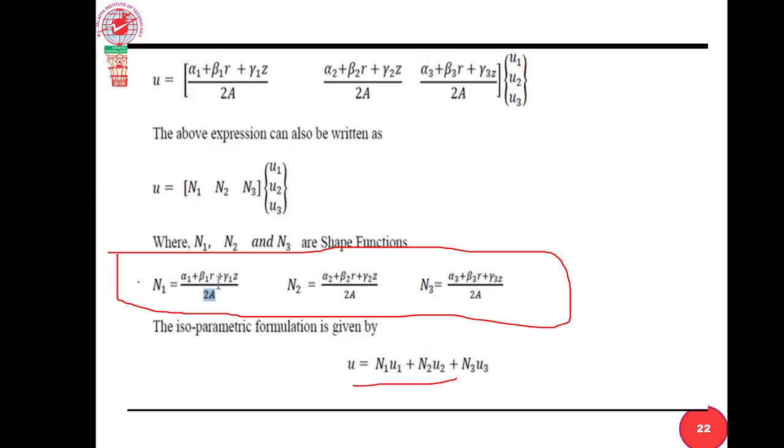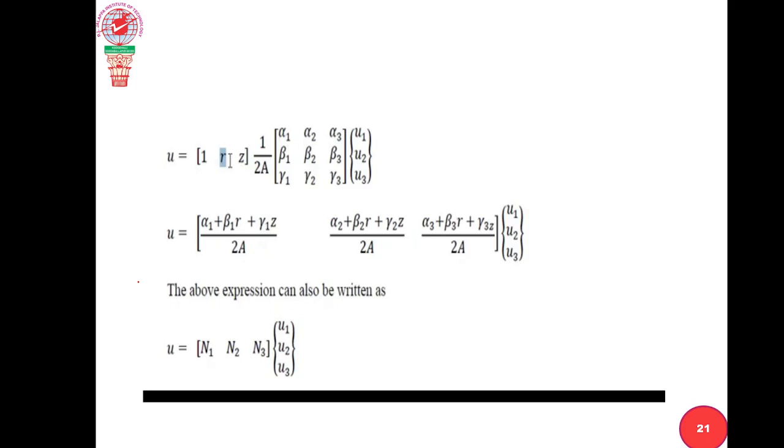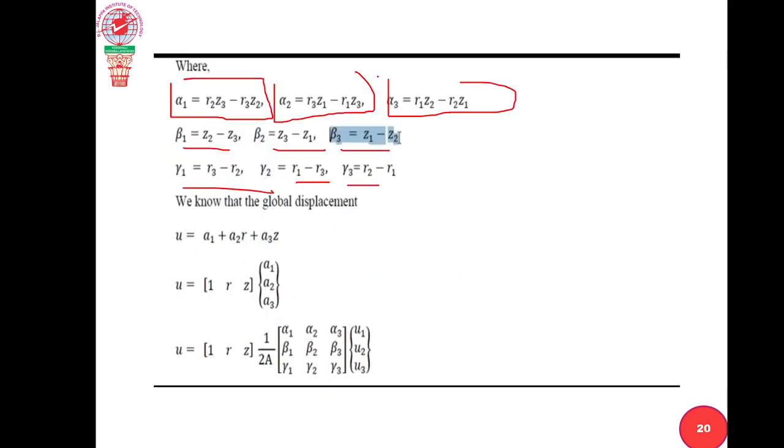What is alpha 1, beta 1, gamma 1, alpha 2, beta 2, gamma 2, alpha 3, beta 3, gamma 3? You have to take these down now. Please all of you note down where alpha 1, beta 1, gamma 1 through gamma 3, these are the things.